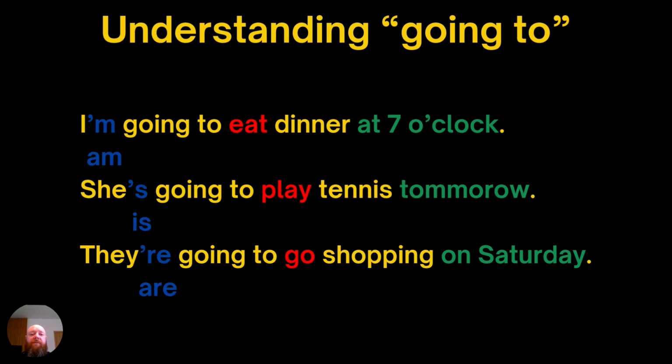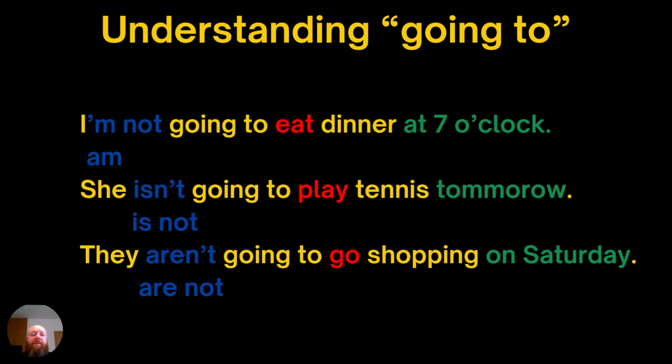So here, first of all, we've got, I'm going to eat dinner at 7 o'clock. So the I'm is the am, and we've contracted it, made it shorter. And the same, the next one, she's going to play tennis tomorrow. So the is changed. And then the last one, they are going to go shopping on Saturday. So we've got are changed. And for speaking, we always shorten these. So these ones are all positive. Yes, so these are the positive examples.